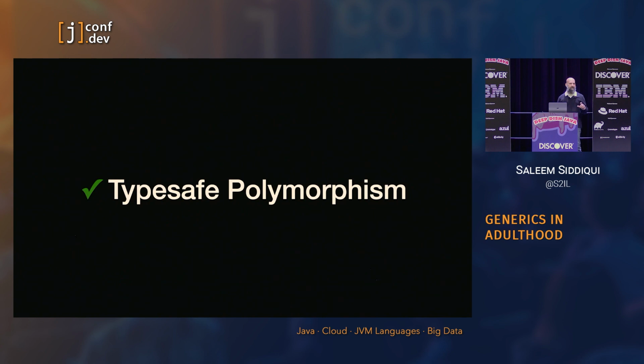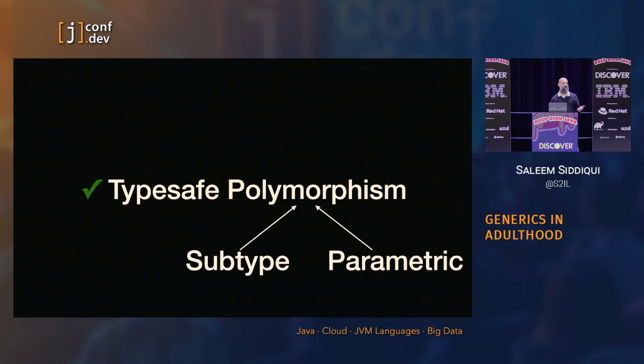So obviously, we want type-safe polymorphism. That's what we desire. And we want both kinds of polymorphism. We want subtype polymorphism, and we want parametric polymorphism, right? So we started with the question, why do we have generics, or frankly, why do we have many of these features? We need these things in a typed language like Java. And it turns out there's tension between these two things.